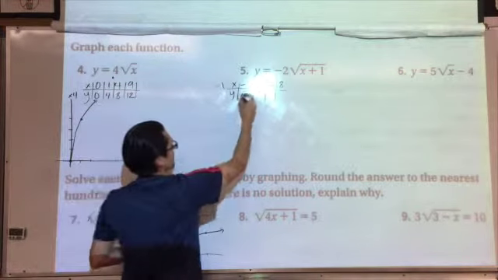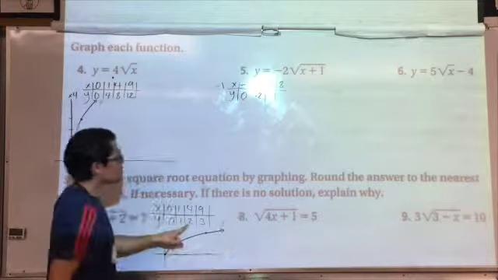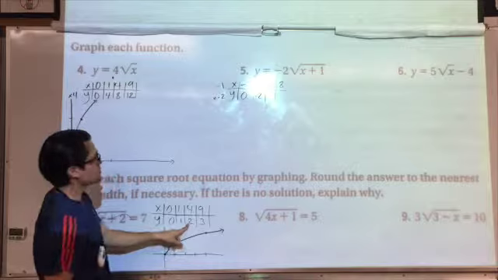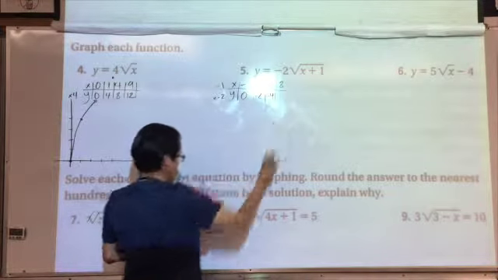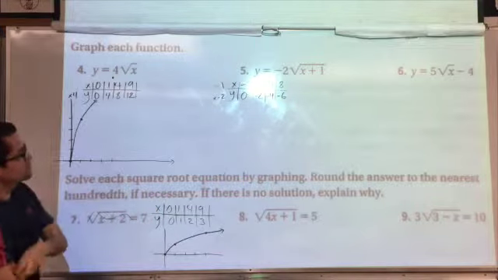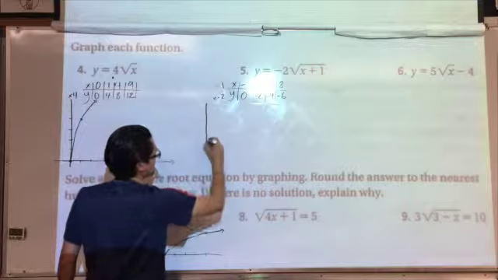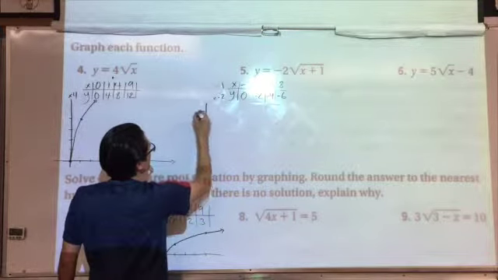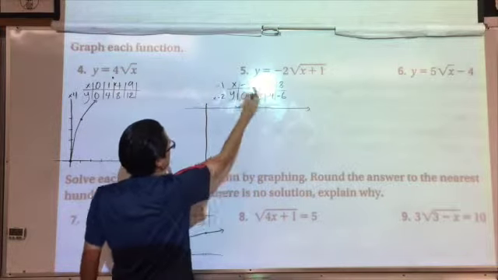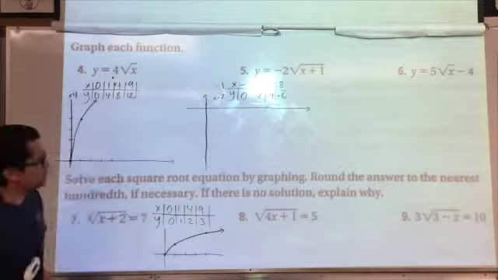0 times negative 2 is 0. 1 times negative 2 is negative 2. 2 times negative 2, I'm multiplying by negative 2 by the way. 2 times negative 2 is negative 4. And 3 times negative 2 is negative 6. And there you have it. Okay. So it looks like I have mostly negatives as my y values, so I must make my graph fit that. I'm going to make it go positive x values mostly, and negative y values mostly. So I really need the fourth quadrant in this case.